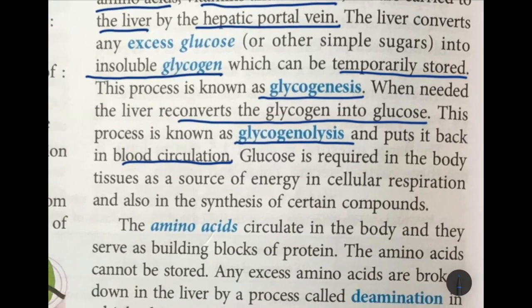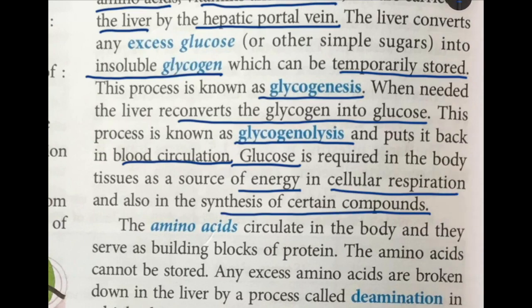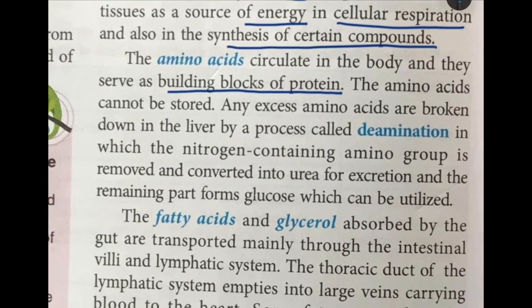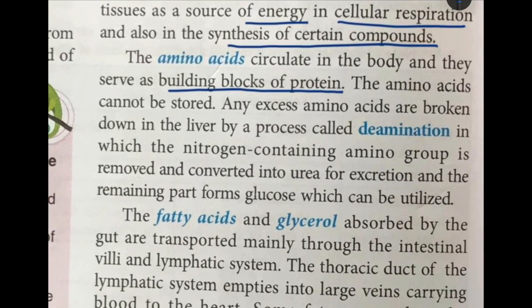Glucose is required in the body as a source of energy in cellular respiration, because it is glucose which is broken down by oxygen to give out carbon dioxide, water, and energy. It is also used in the synthesis of certain compounds. Amino acids circulate in the body and serve as building blocks of proteins, and proteins are required for growth.